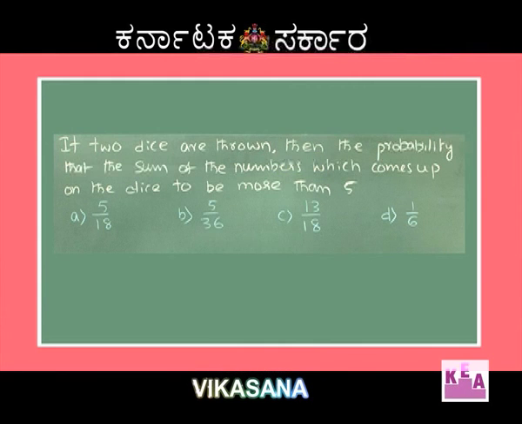Look at this next problem. If 2 dice are thrown, then the probability that the sum of the numbers which comes up on the dice to be more than 5. Option A 5 by 18, option B 5 by 36, option C 13 by 18, option D 1 by 6.